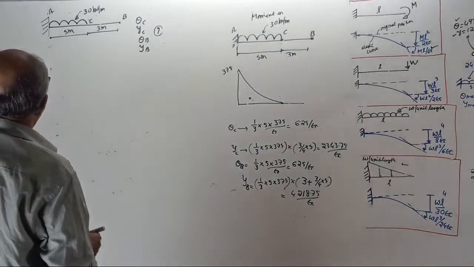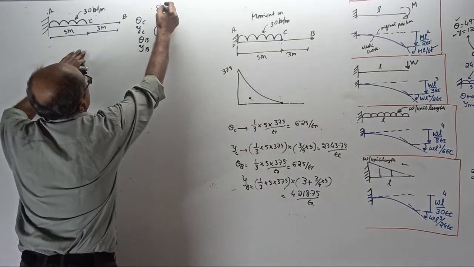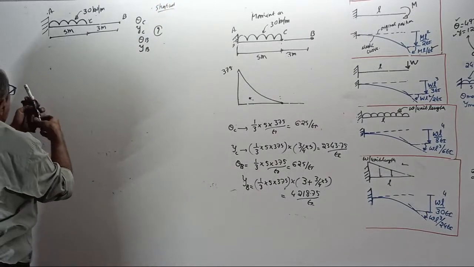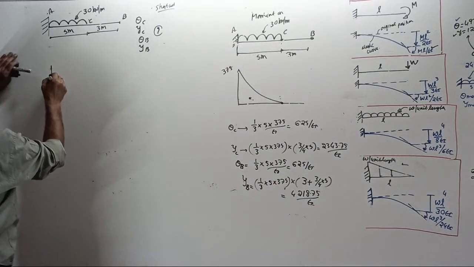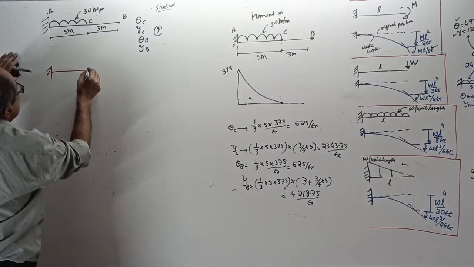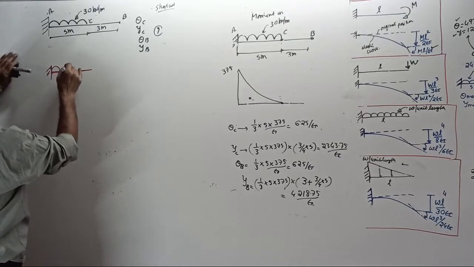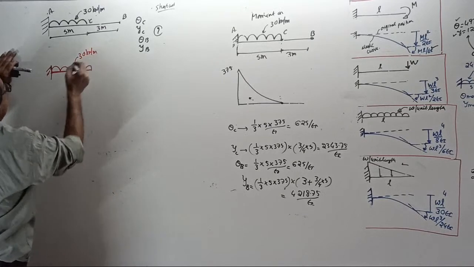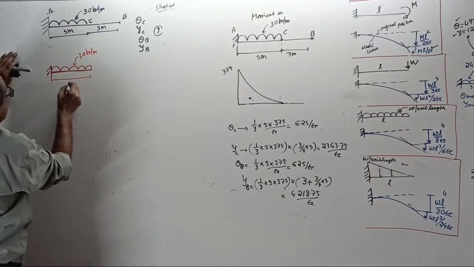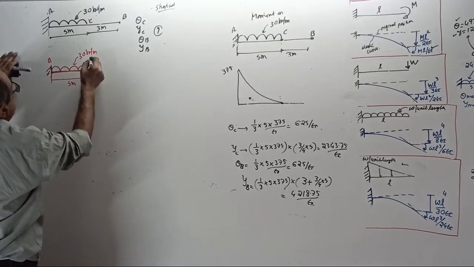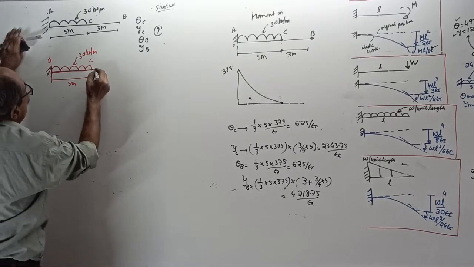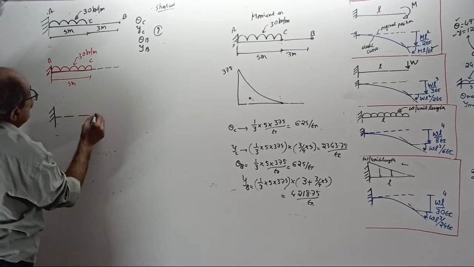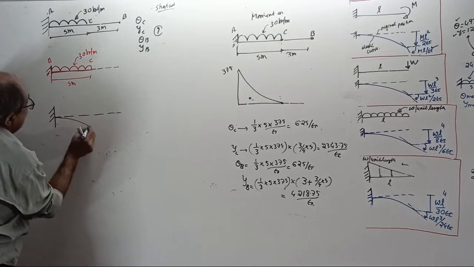Now come to the shortcut. What you do? You draw a cantilever from A up to C which is loaded, a UDL of 30 kilonewton per meter. The length of that cantilever is 5 meter. This is A, this is C. The remaining portion is unloaded. So the elastic curve will bend like this here.